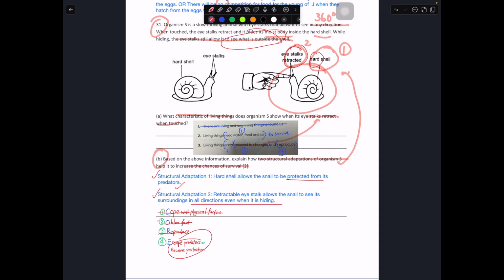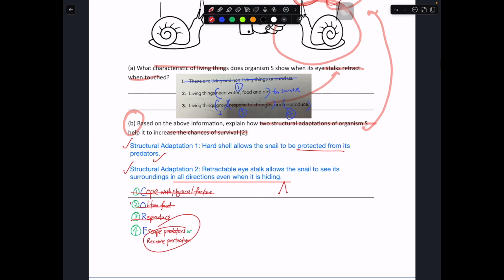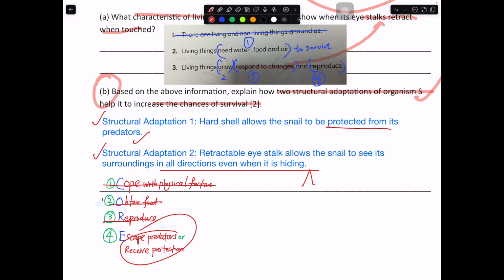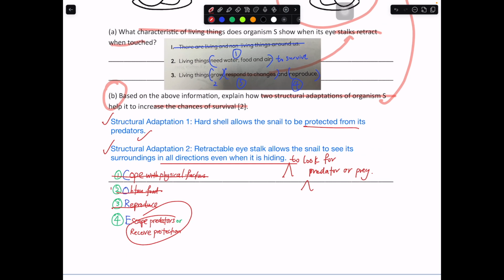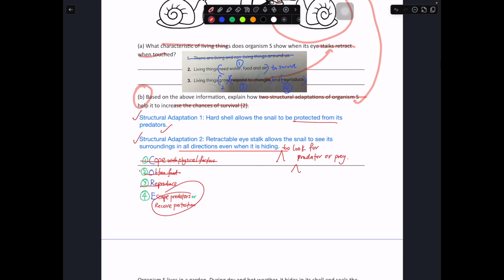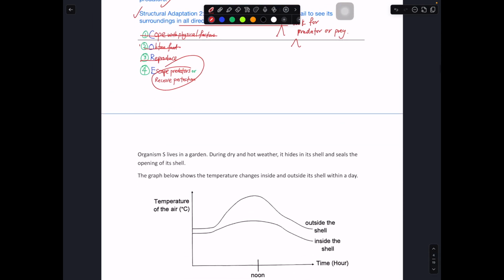If you want to add to say that to look out for predator or to look out for prey, both is also fine. Adding a supplementary elaboration is also fine. So you can write it in this way: retractable eye stalk allows the snails to see its surrounding in all direction, even when hiding, to look out for predator or prey. You can add supplementary information to support this, but the shorter answer is equally good enough. So let's move on to the next part.